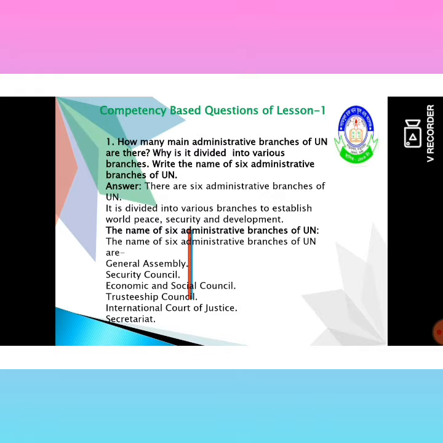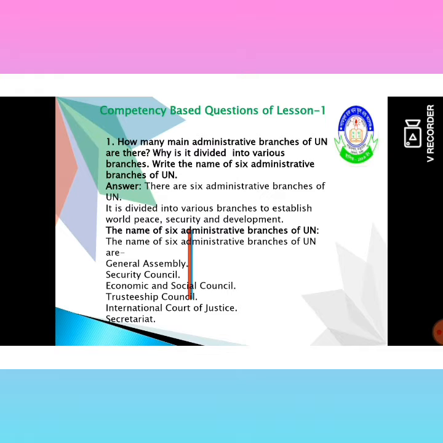How many main administrative branches of UN are there? Why is it divided into various branches? Write the name of 6 administrative branches of UN. First part question, how many administrative branches of UN? Answer: there are 6 administrative branches of UN. Already we have discussed details. Why was it divided into various branches? It is divided into various branches to establish world peace, security, and development.